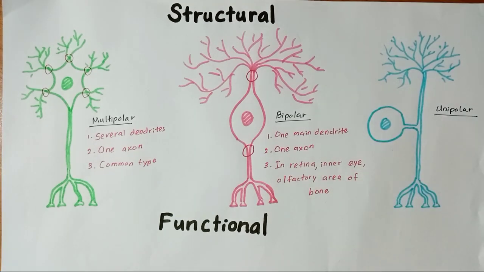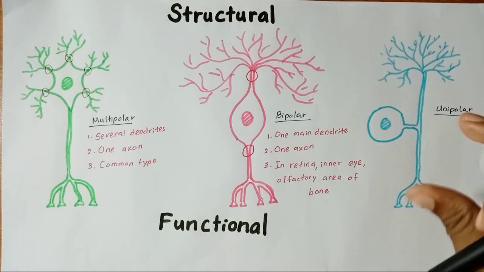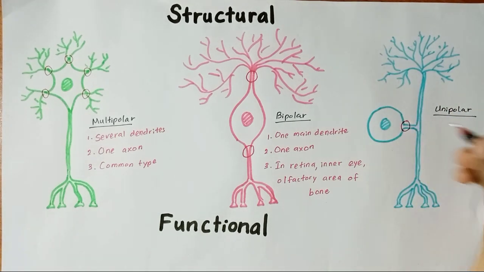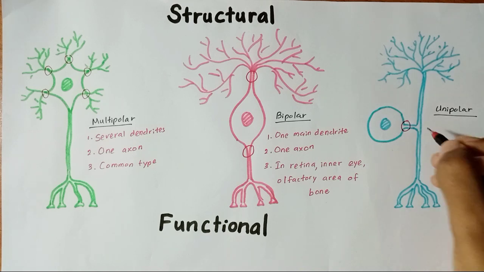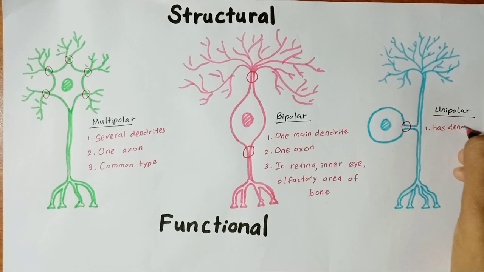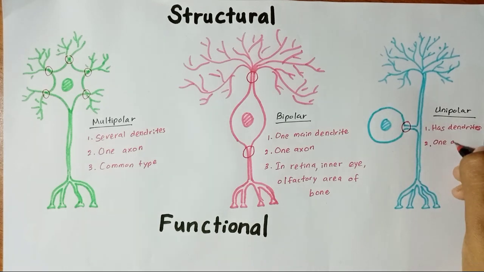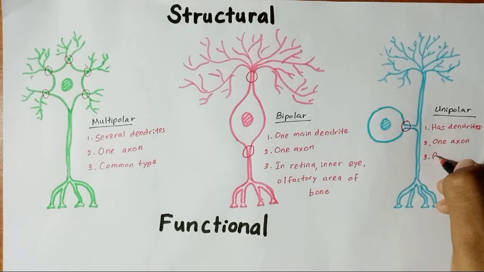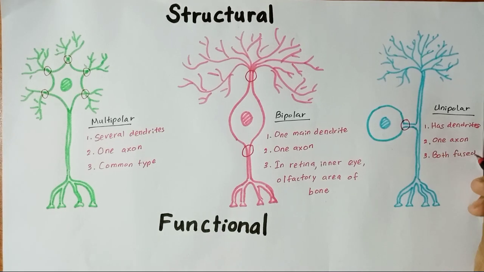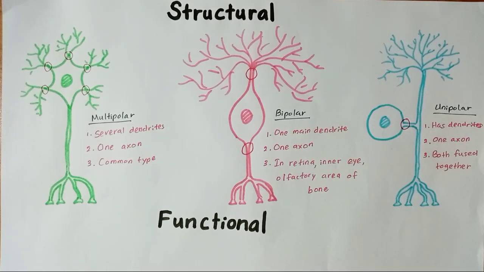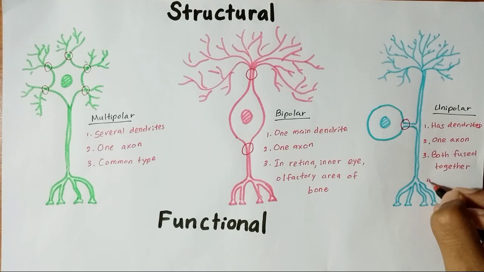In unipolar, the neuron cell has a dendrite and one axon, but they are both fused together at one point. That's why it is called unipolar. Unipolar cells can be seen as sensory neurons.